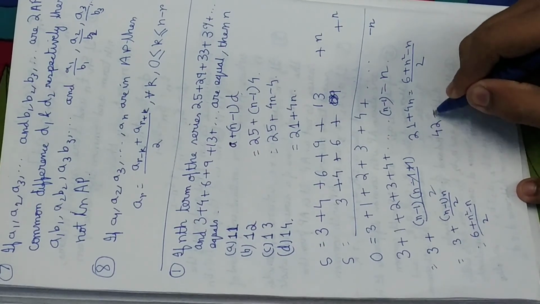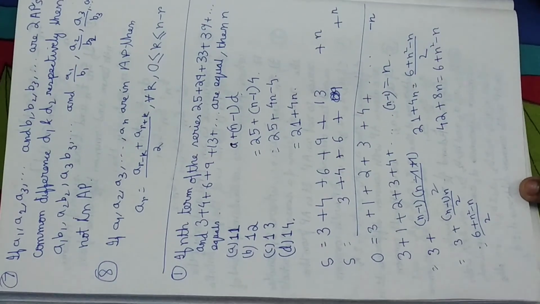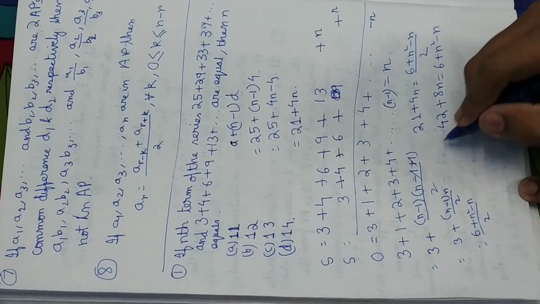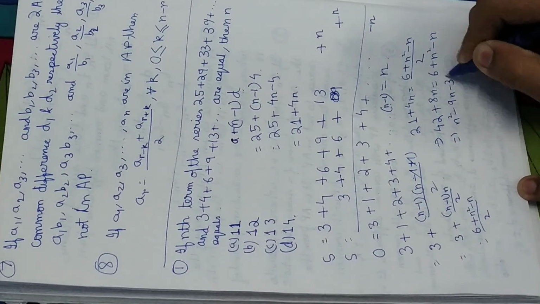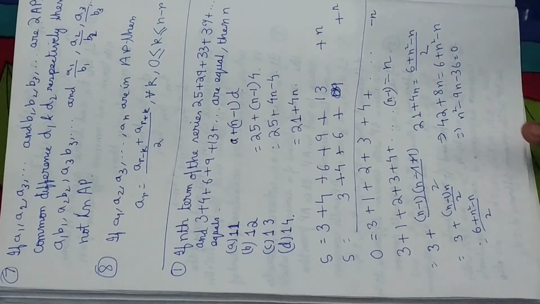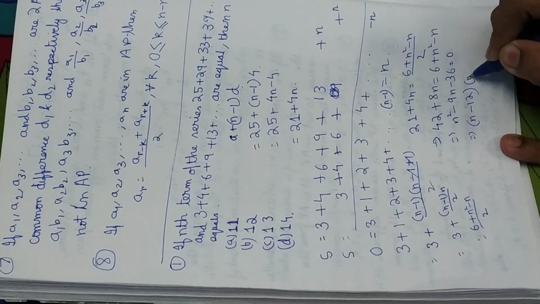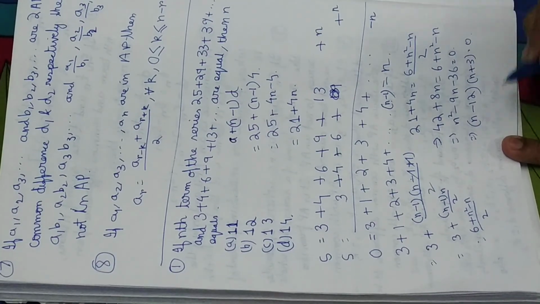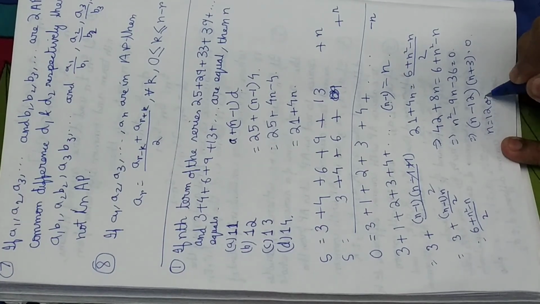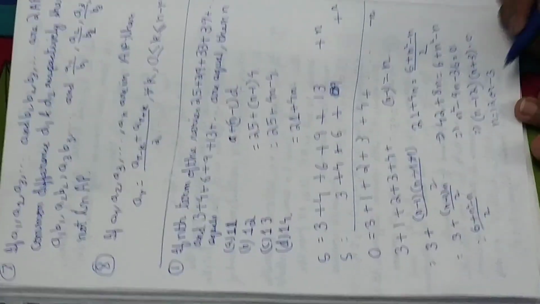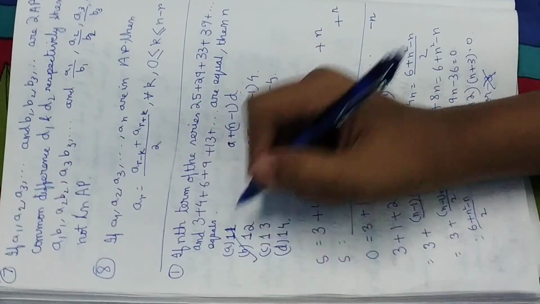This gives 42 plus 8n is equal to 6 plus n square minus n. This is n square minus 9n minus 36 equals 0. Now by factorizing this we get (n minus 12) and (n plus 3) equals 0. Either this is 0 or this is 0, then n is equal to either 12 or minus 3. Number of terms can never be negative, hence this is wrong. Hence 12 is the correct answer.